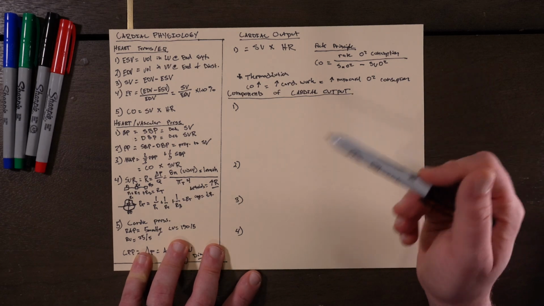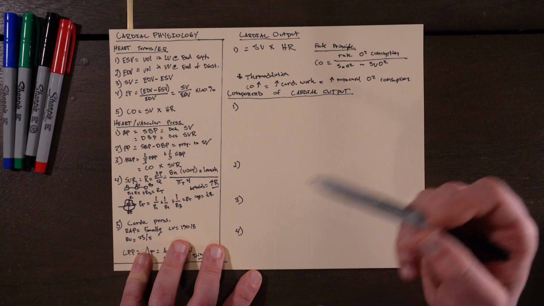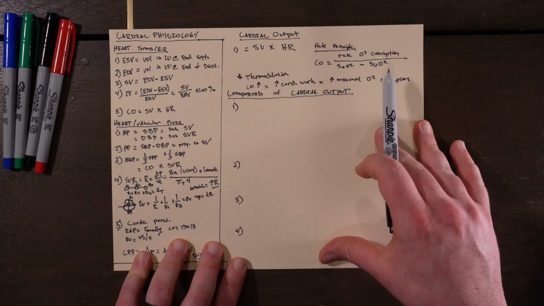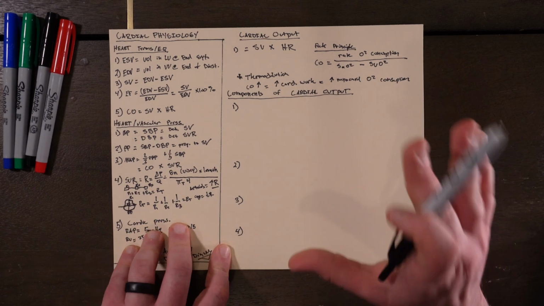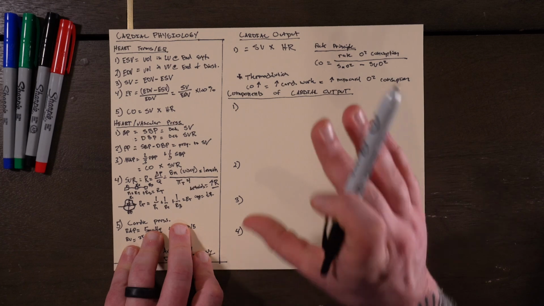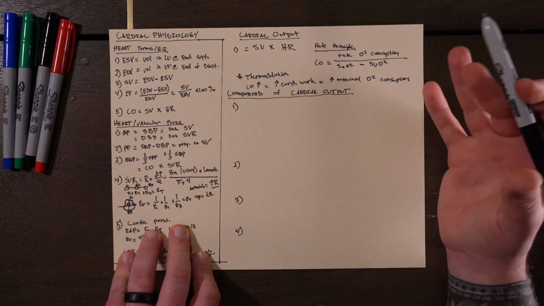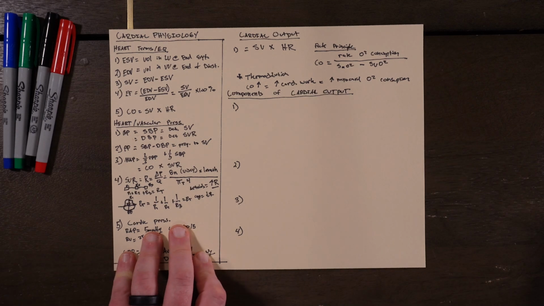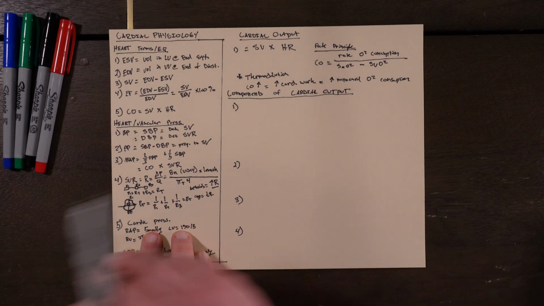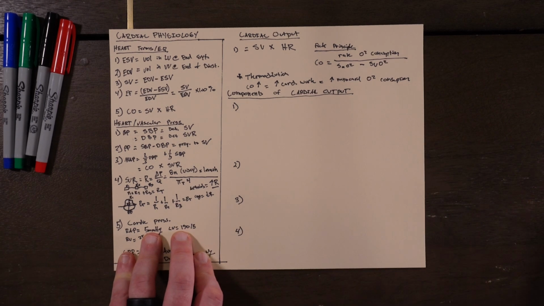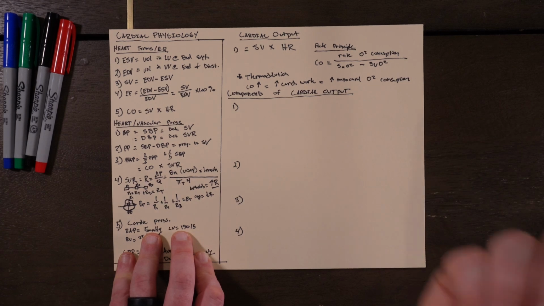And what that does is it causes ischemia, and then it can cause damage to the myocardium. So the next thing we need to talk about is the components of cardiac output, right? So what makes up cardiac output? It's not just this nebulous number that means nothing to you, okay?